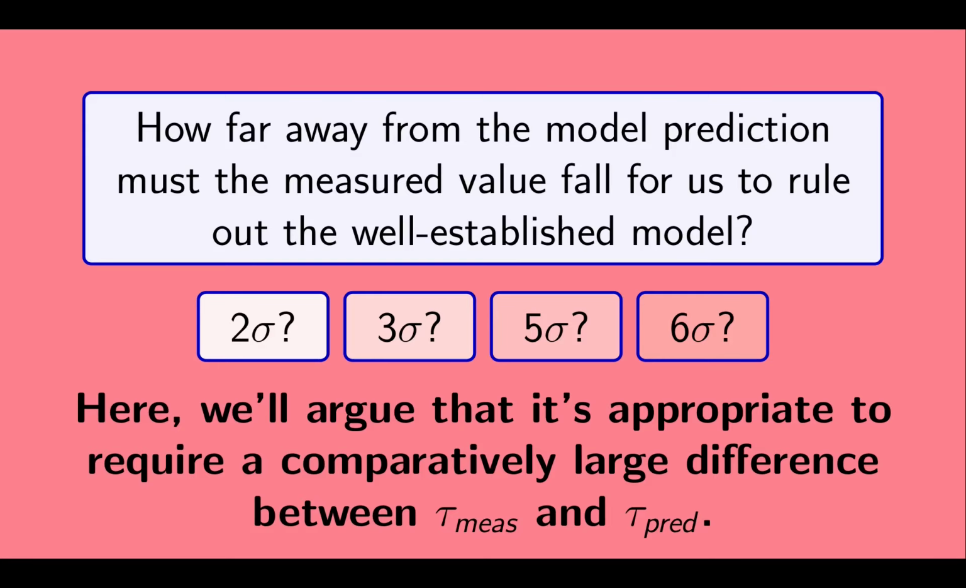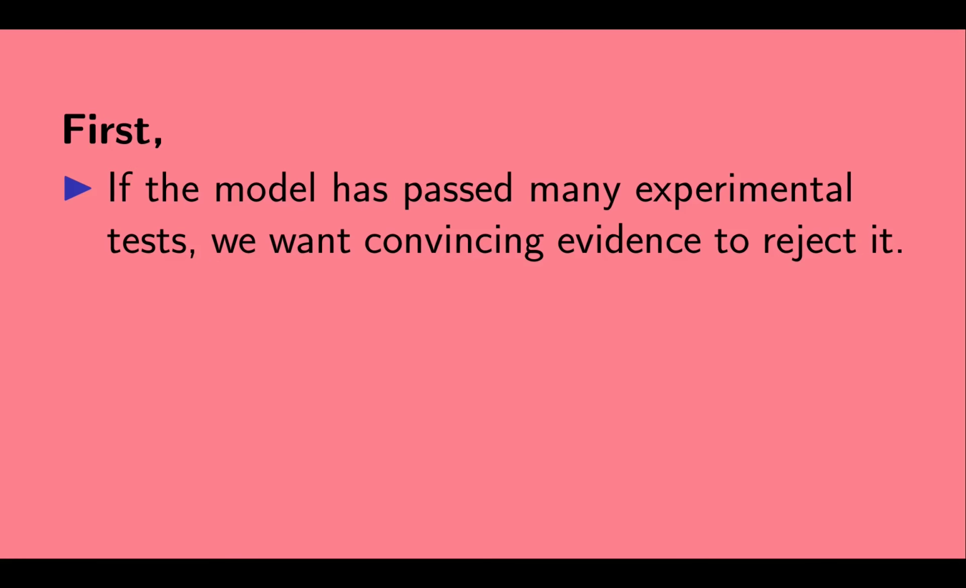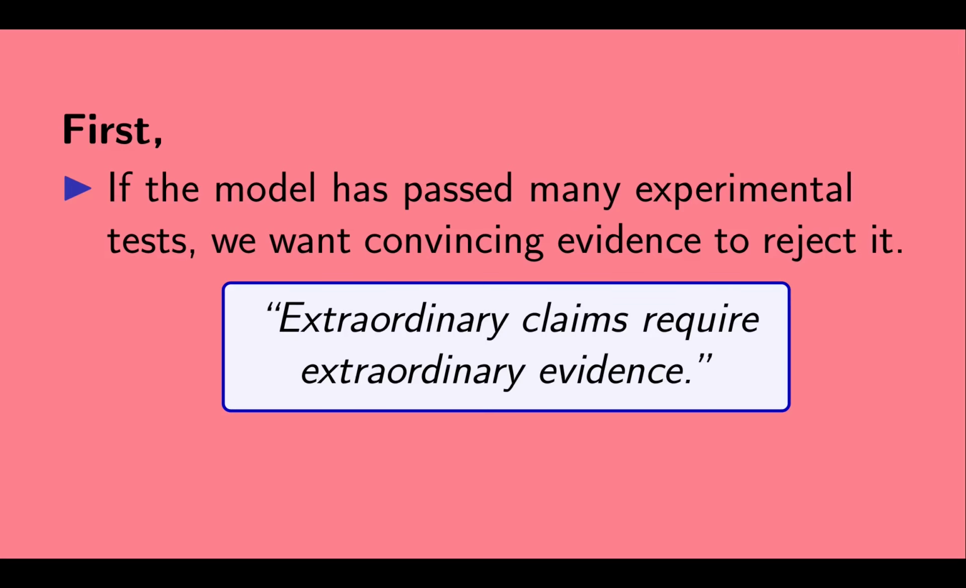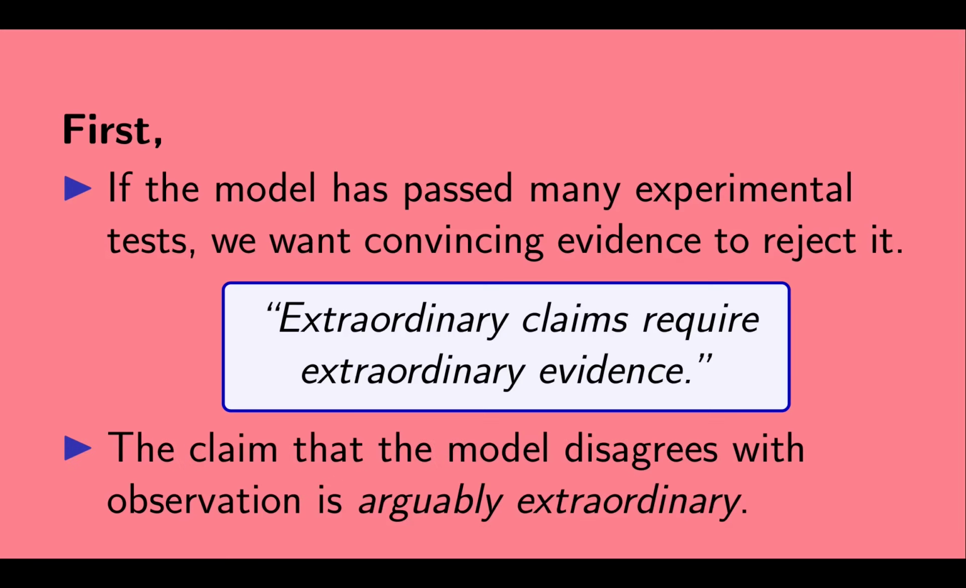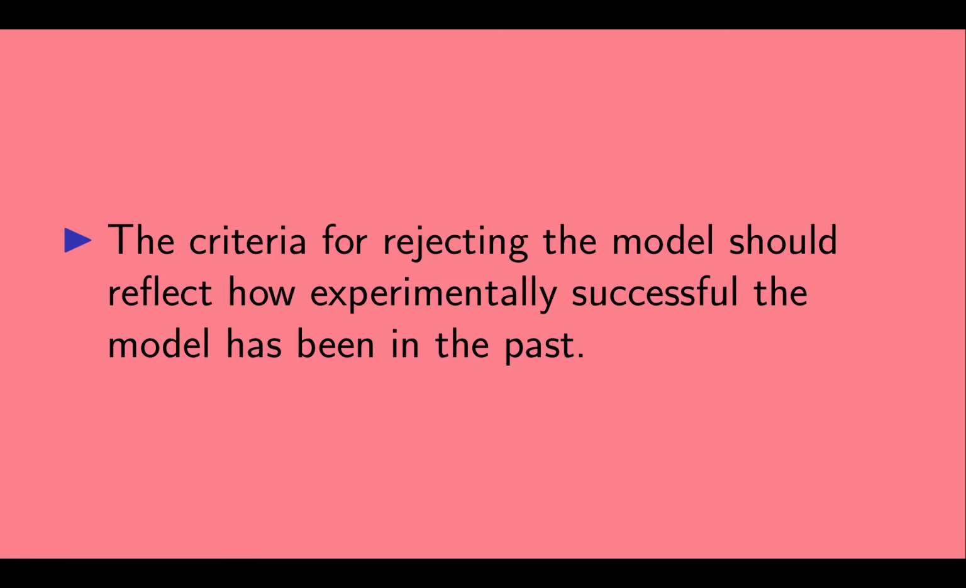We'll give 2 reasons. First, if the model has passed many experimental tests, we want convincing evidence before we reject it. This is a case of extraordinary claims require extraordinary evidence. Because here, the claim that the model disagrees with observation is arguably extraordinary. The criteria for rejecting the model should reflect how experimentally successful the model has been in the past.